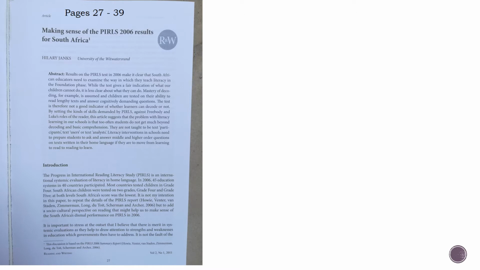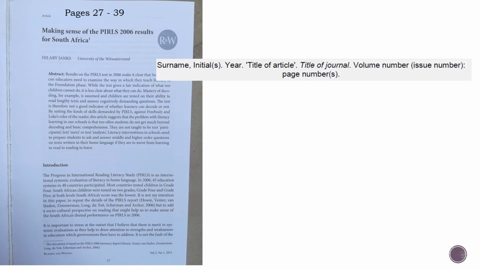Here is an example for you to try on your own. I've included the page numbers that this article appeared on the top of the page. Here is the formula from your referencing booklet for referencing a journal article. This can be found on page 28 of the Referencing Techniques booklet. Pause the video at this point and try to complete this reference on your own. Restart the video when you're ready to check your answer.